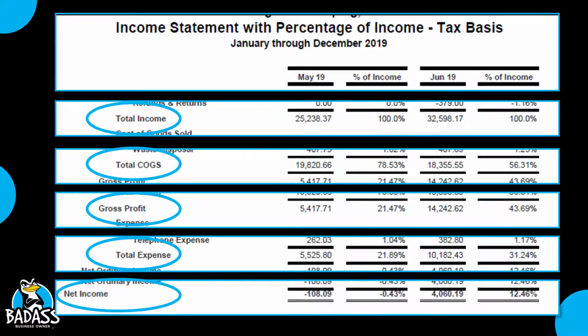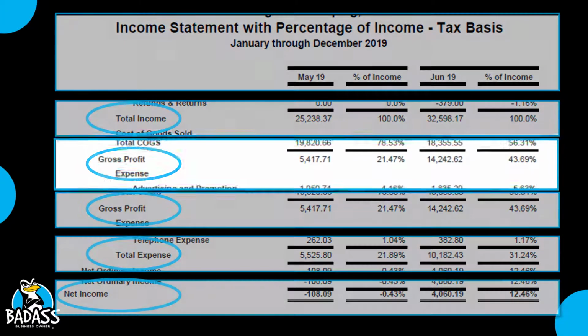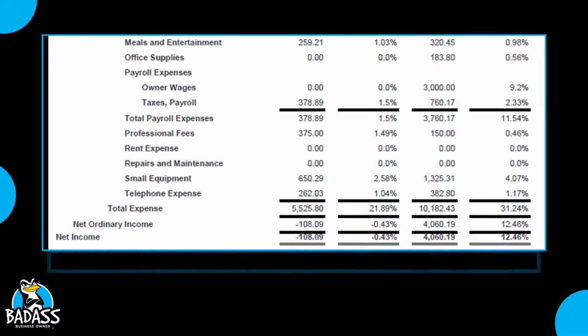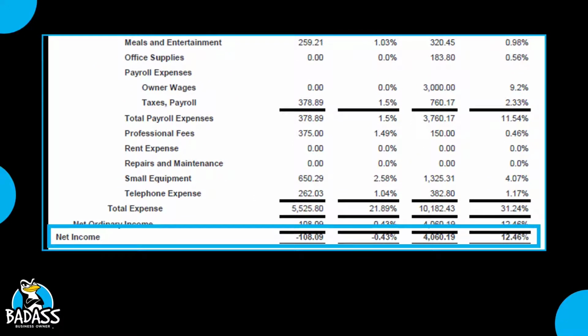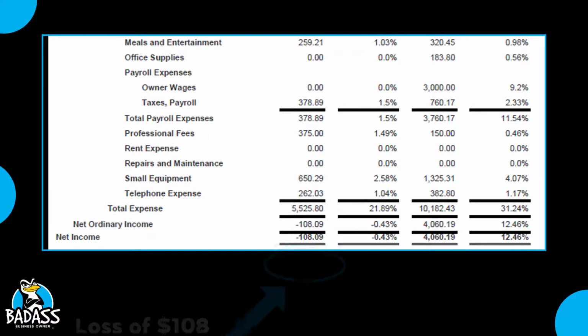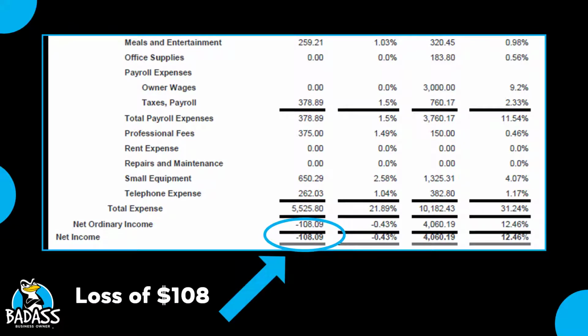And finally, at the bottom, we come to the net income. This tells us if you made money or you didn't. And in this case, we did both. So let's take a closer look. We go back to our profit and loss. You'll see here, this business has a net income. The first one is negative 108. That's right, it's a loss.